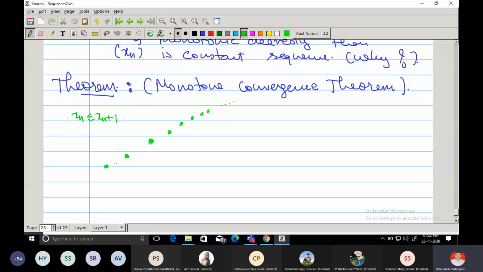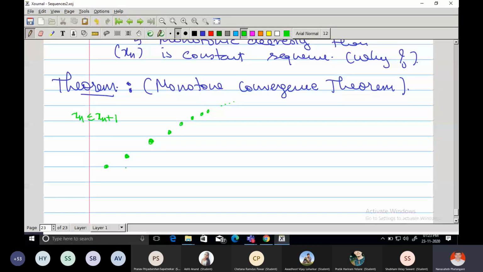Do you understand? Suppose the sequence is monotonic increasing, right? That means terms are increasing. So the next term is larger, again the next term is larger. So terms are increasing. What do you expect? Where will the terms go now? Infinity. Right. It may happen that terms will go to infinity.